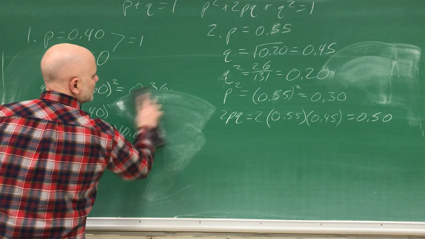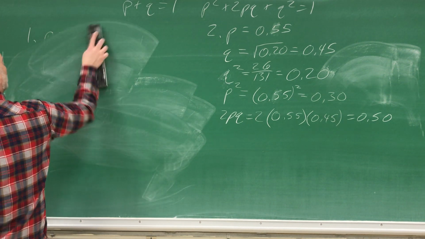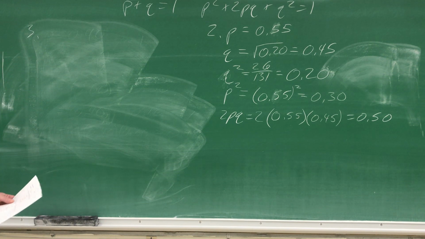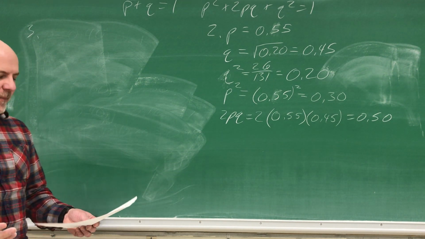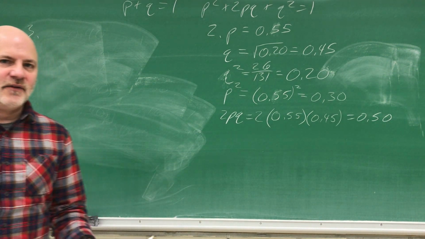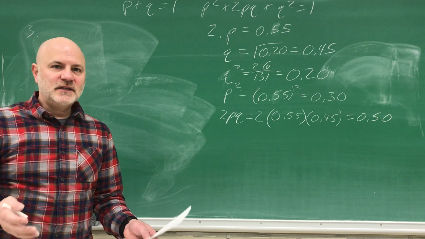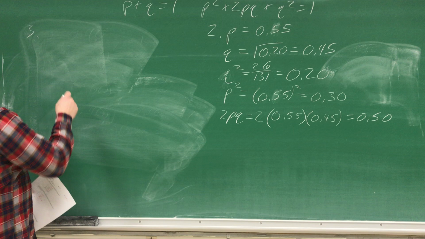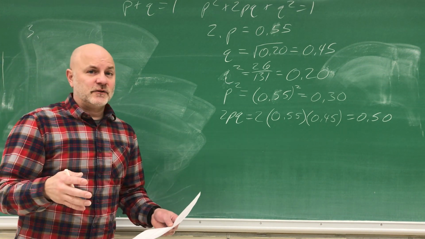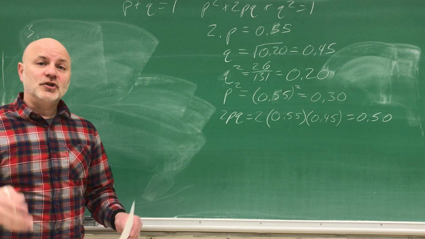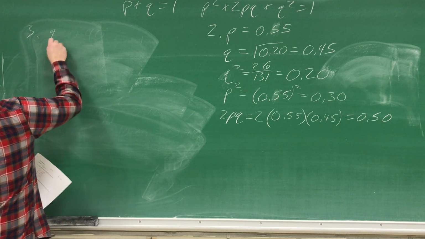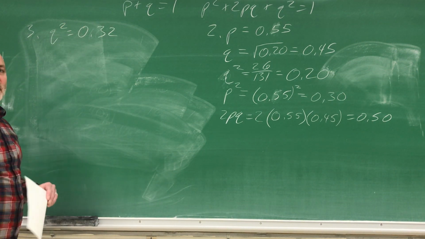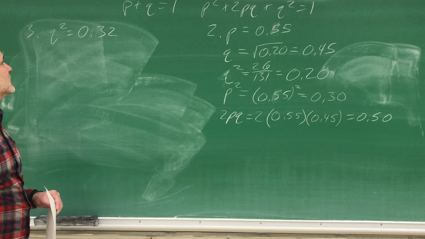Okay, so let's look at the last problem on here, which is problem 3. Problem 3 states, if 32% of a population has a recessive phenotype for a trait, what does the p equal? So 32% of the population has a recessive trait. That is the q squared once again, and so that's where we're starting. So 0.32 is what the q squared is.